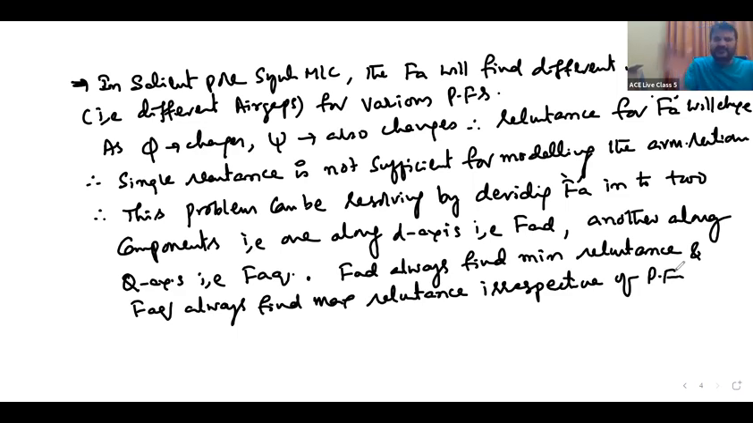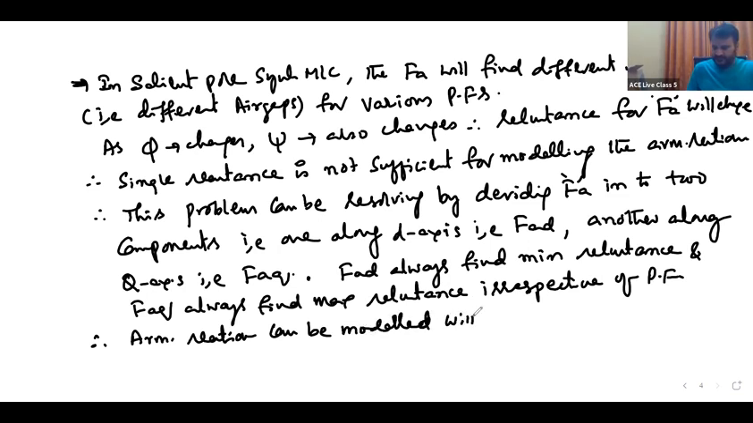So therefore, the reluctances, FEAD and FEAQ, become constant. When the reluctance and air gap are constant, the reactance is also constant. Therefore, the armature reaction can be modeled with XEAD along the direct axis and XEAQ along the Q axis.